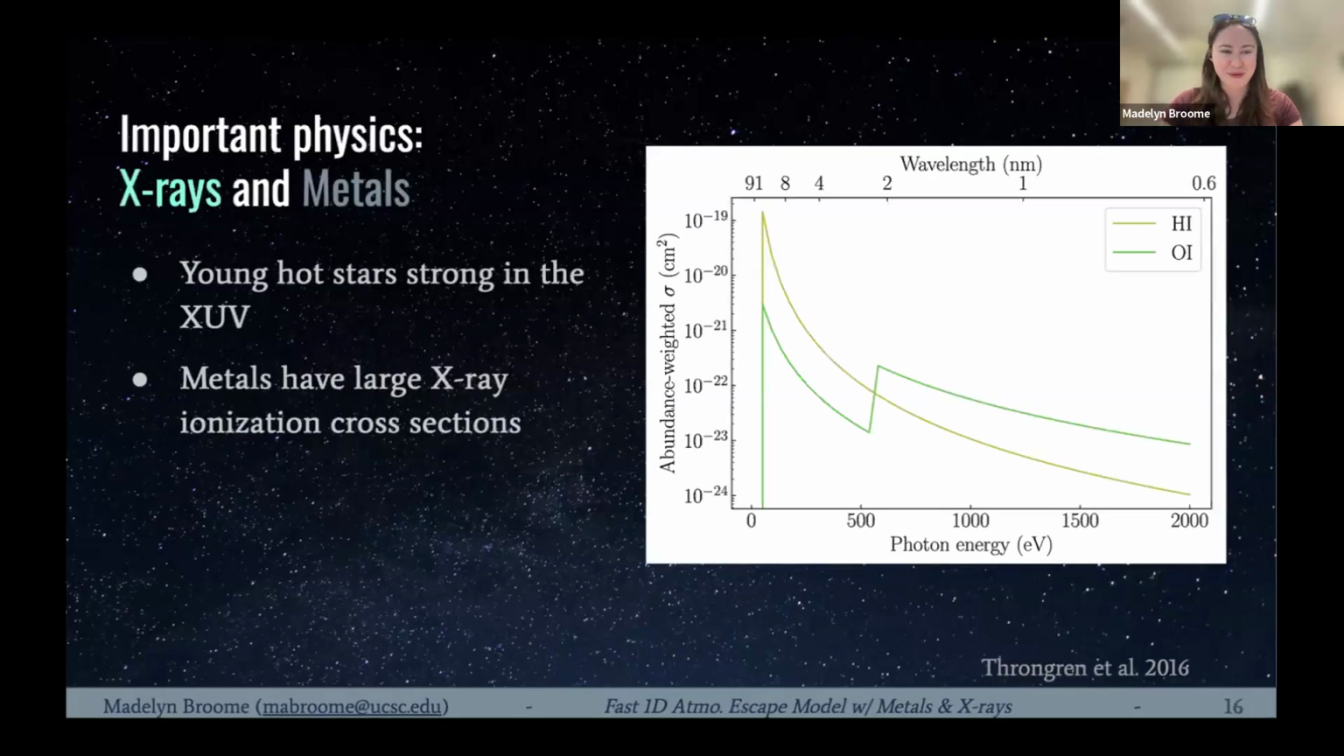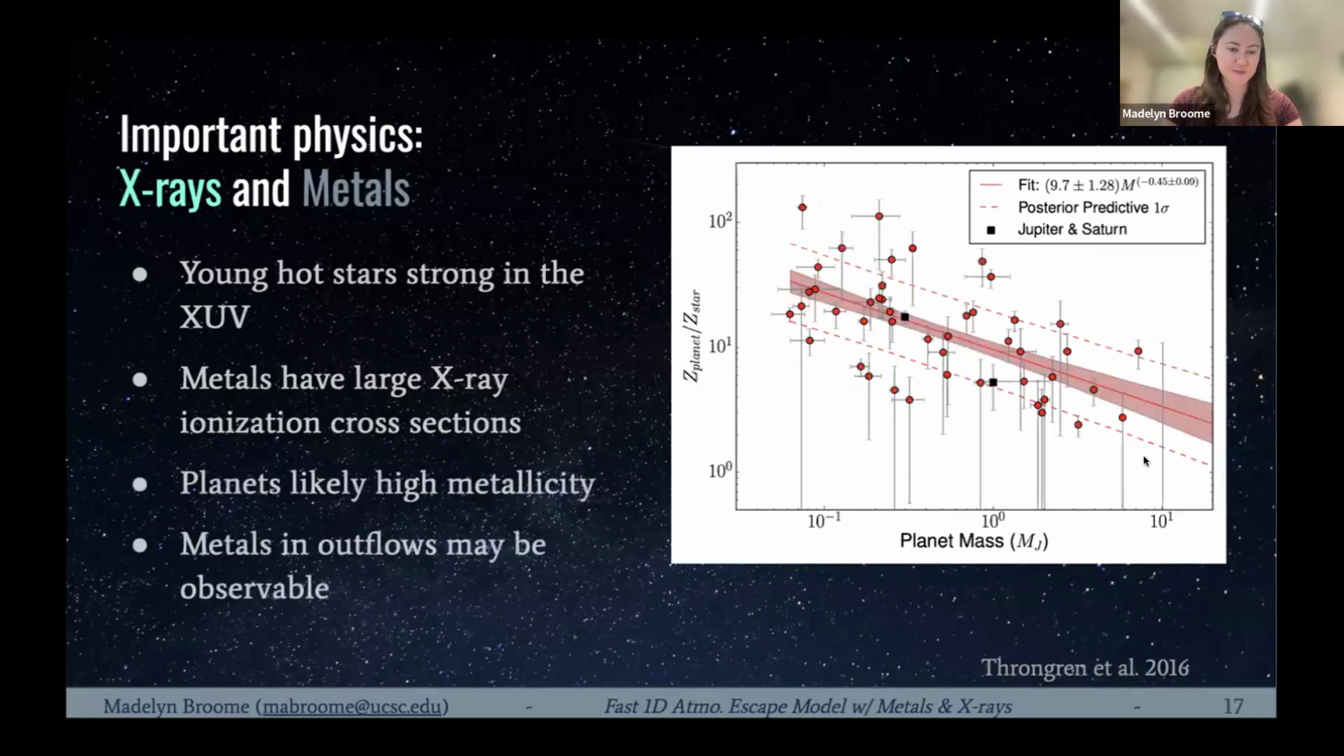But why do I keep mentioning metals and X-rays? Well, earlier we heard that young hot stars are strong XUV emitters, but also metals have large X-ray ionization cross-sections. C, N, O, Ne, Mg all have what is called K-shell ionization, where their cross-section here in the green line becomes extremely large relative to more abundant atoms like hydrogen at high energies. And so that'll interact interestingly with X-rays.